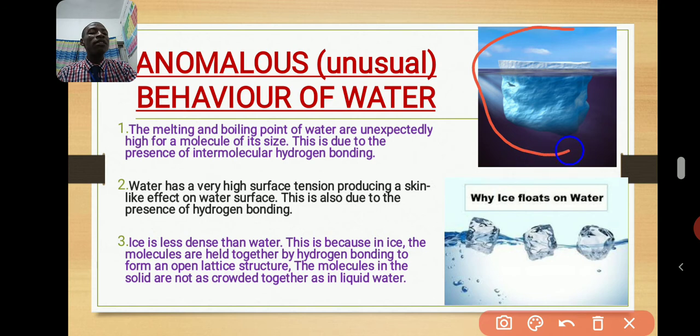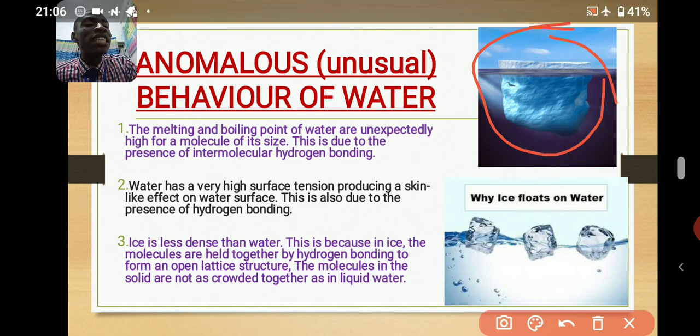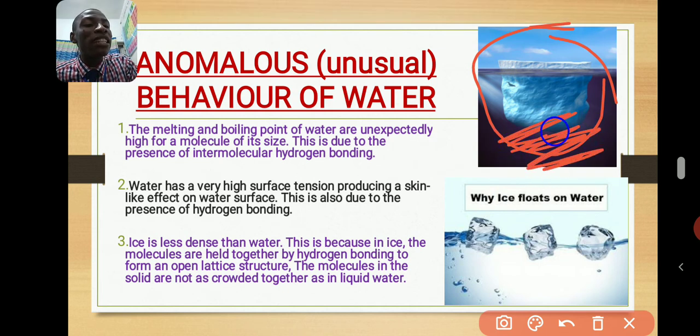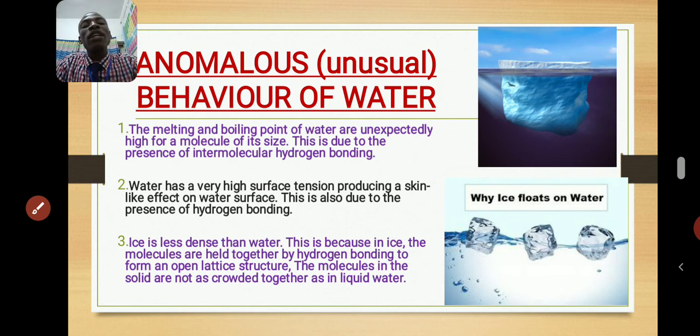Look at this particular picture. You see that this iceberg did not touch the ground. It's actually floating, and you can see the tip of the iceberg outside. The reason is that liquid water is denser than solid water, which is ice. The density of liquid water is 1 gram per cm cube. You remember that. But the density of solid water is 0.99 gram per cm cube.